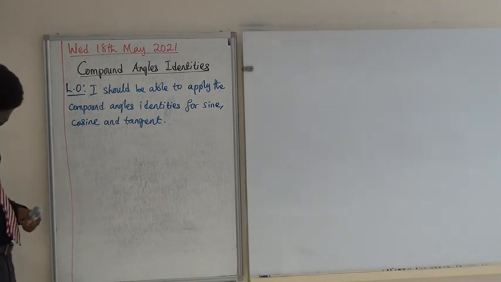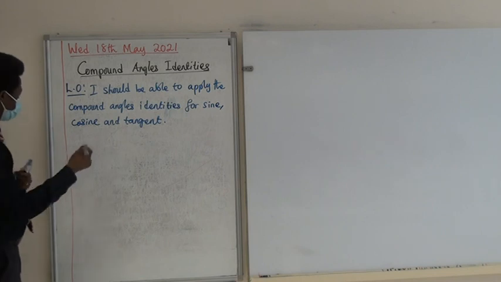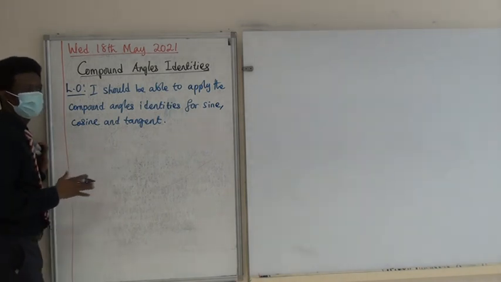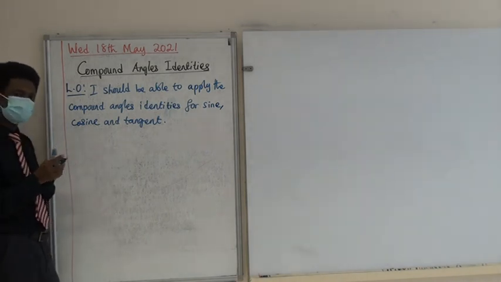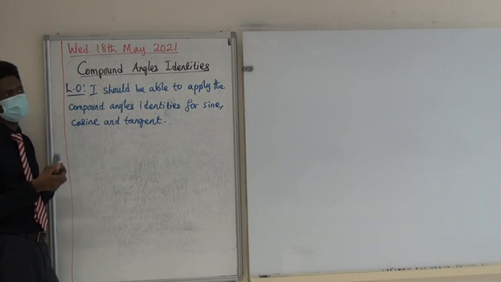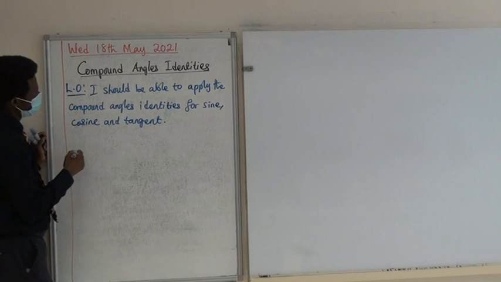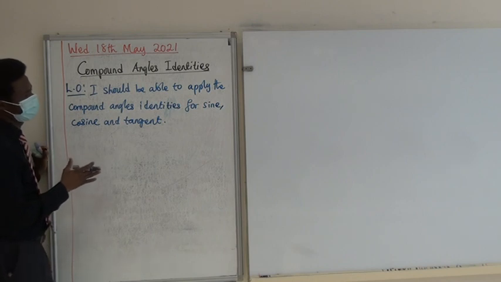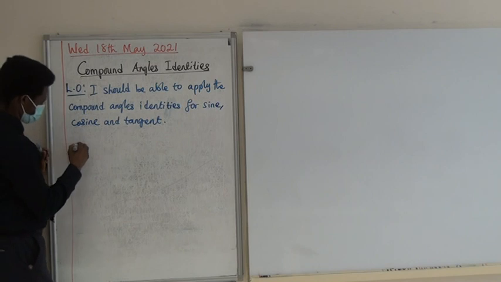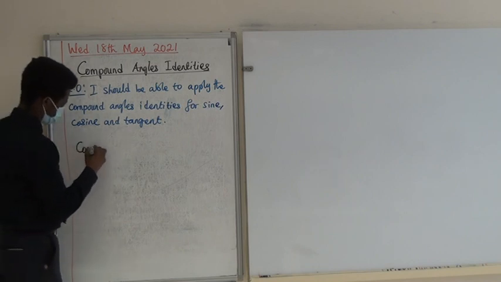prove it together. So basically, here, the intention is to see what happens to the trig ratios of sum and difference of angles. Basically, that's what compound angle is about. Okay? Let's start with cosine. It doesn't matter which one we start with. Compound angles. So let's see.